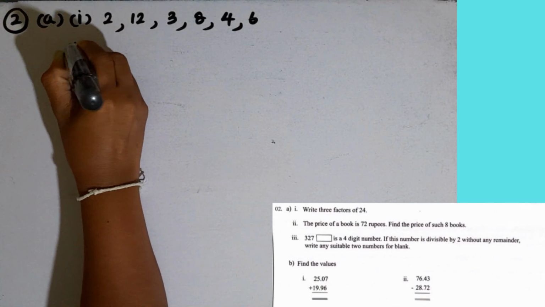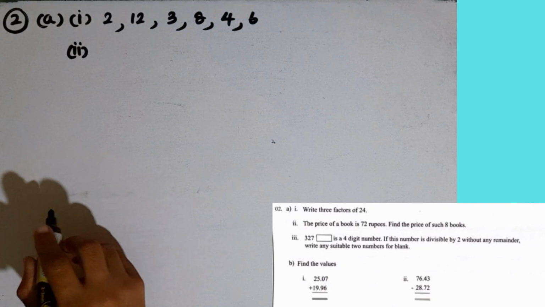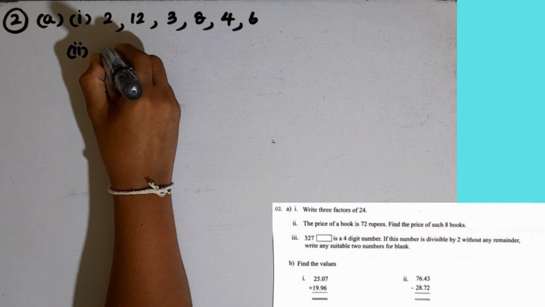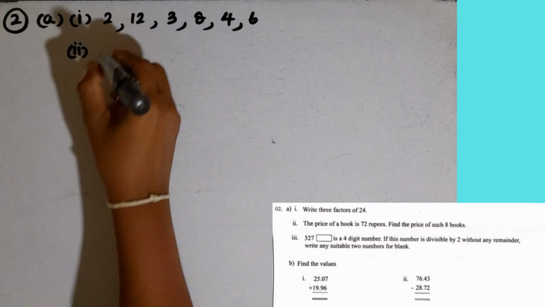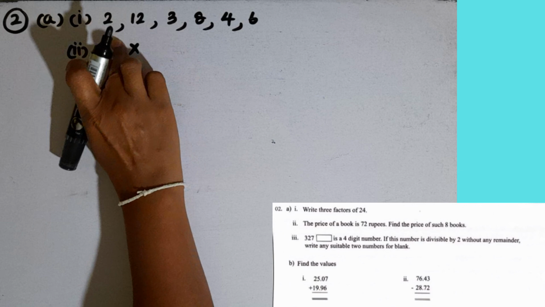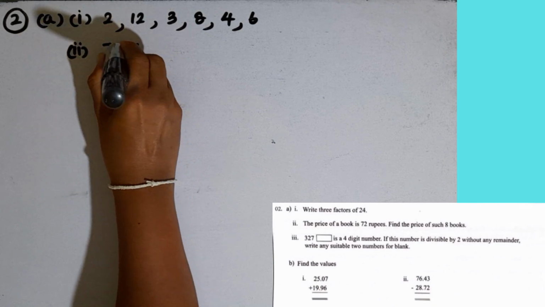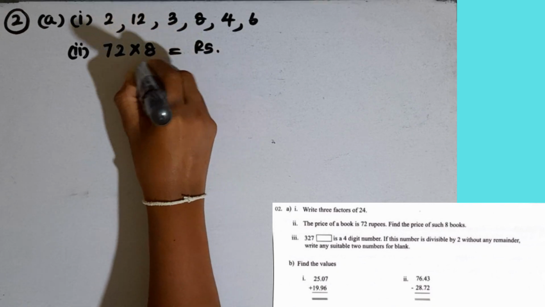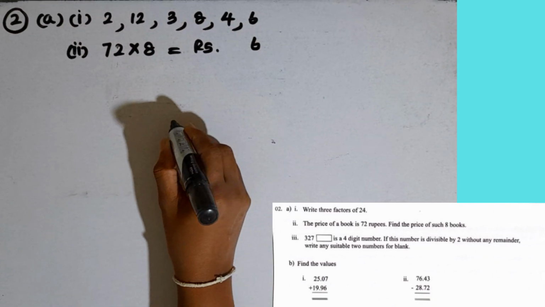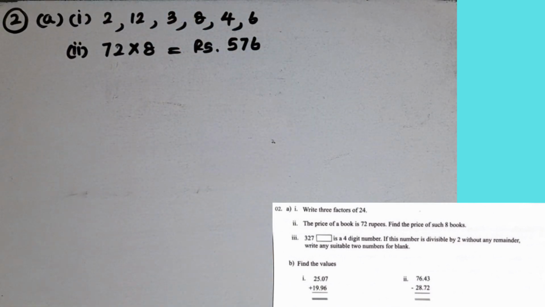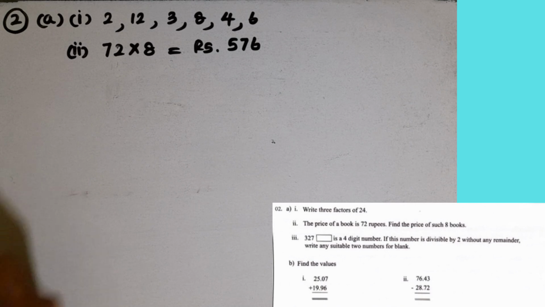Part 2. The price of a book is 72 rupees. Find the price of 8 such books. We can multiply 72 by 8. 72 multiplied by 8. This is in rupees. 8 times 2 is 16, 1 is remaining. 8 times 7, 56, plus 1 is 57. So the total price is 576.